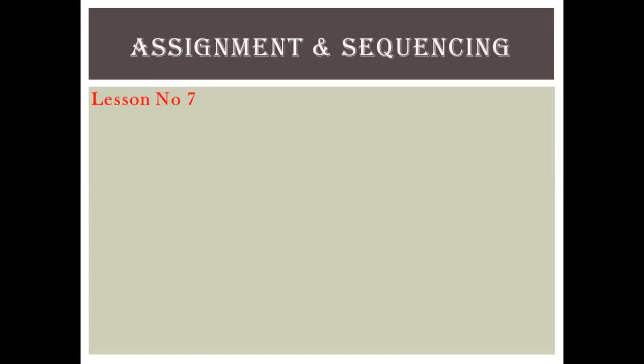We started with exercise 7.1 of the lesson assignment and sequencing. The method which we started is called the Hungarian method. It helps us to assign jobs to a particular person as well as derive an optimum solution.